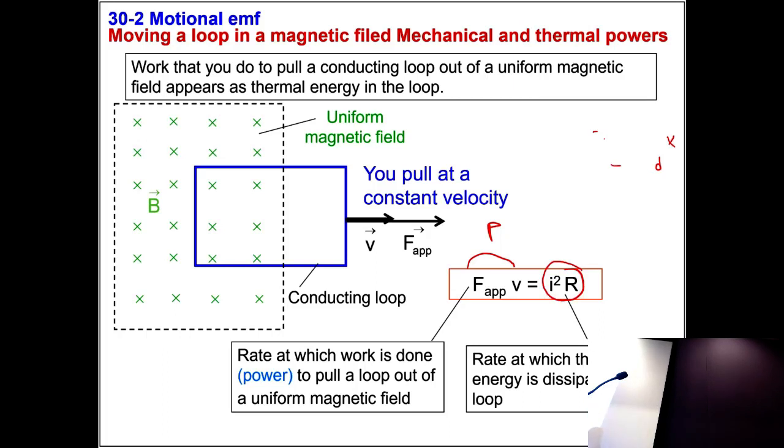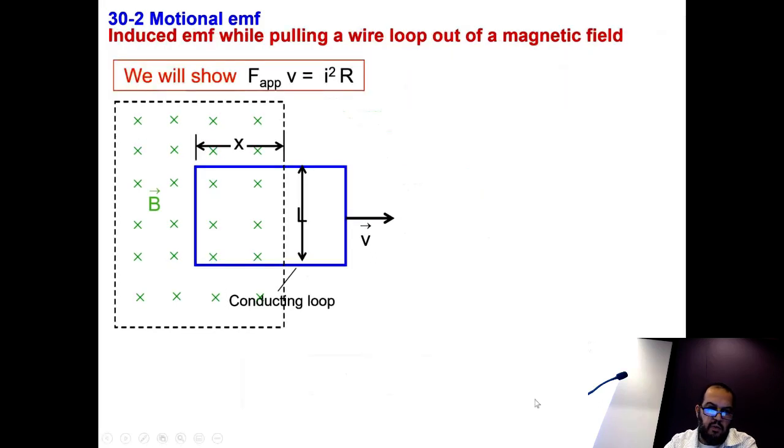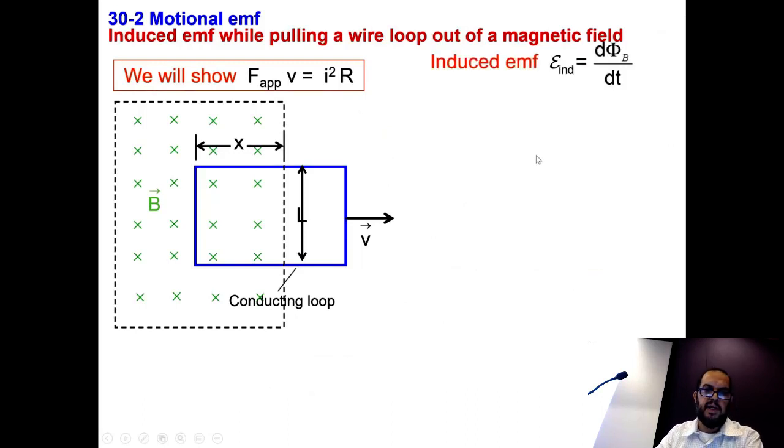This current is going to be the induced current. So by changing the flux, we are going to be inducing an EMF, an induced current. And this loop has a resistance, so it will appear as heat. So the rate at which work is done to pull the loop out of the uniform magnetic field is going to be equal to the rate at which thermal energy is dissipated in the resistance of the loop. So this is what we will show. Let's do it step by step.